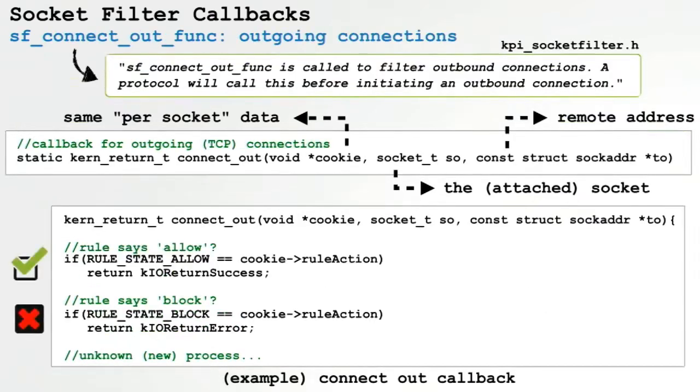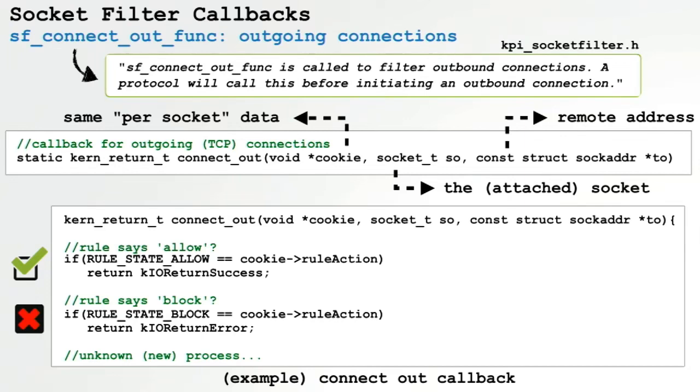Next up is the connect out callback, and this will be called by the operating system anytime a socket attempts to initiate an outgoing connection. It takes that same cookie parameter, which we've set to either allow, block, or ask, the socket, and then the remote address that the socket is trying to connect to so we can examine the endpoint. Now if we've previously set the action to allow, we just return OK from this function. This tells the operating system we're cool with this and it should be allowed. If we want to block this, we just return an error from this callback, and this will tell the operating system to block or deny the connection.